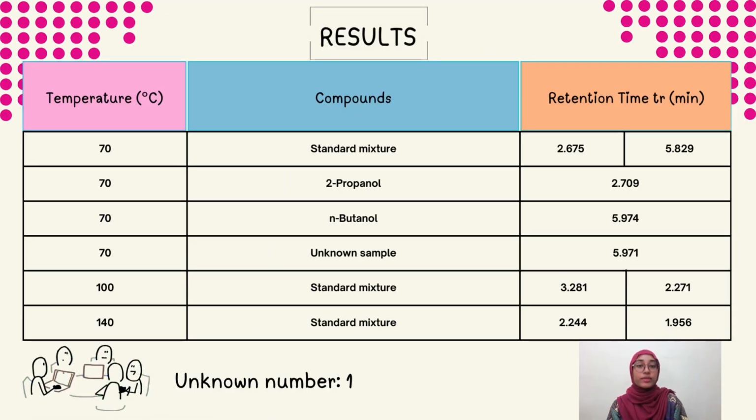Now I am going to explain about the results. For compound standard mixture at 70 degrees Celsius, the retention time is 2.675 and 5.829 minutes. Next is for 2-propanol compounds at 70 degrees Celsius, the retention time is 2.709 minutes. Third is compound N-butanol at 70 degrees Celsius, the retention time is 5.974 minutes. And fourth, for the unknown sample compound at 70 degrees Celsius, the retention time is 5.971 minutes.